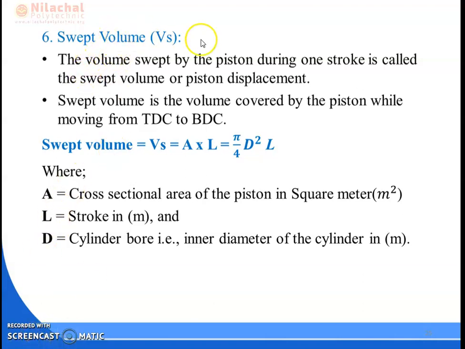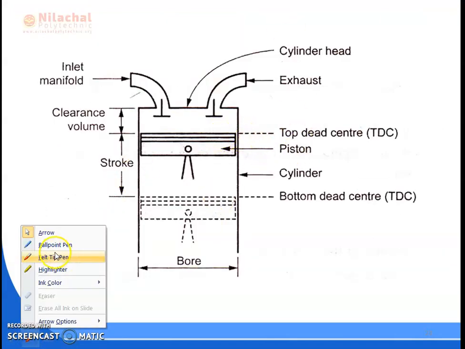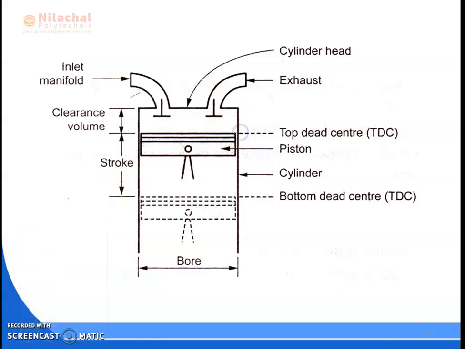Okay, see the swept volume. The volume swept by the piston during one stroke is called swept volume or piston volume. So see this diagram. The piston moves up to what? The piston moves up to TDC, top dead center. This is your TDC. This is your BDC. When the piston is at top dead center, the gap between the cylinder head and the piston, that volume is known as your what? Clearance volume. It is denoted as VC.